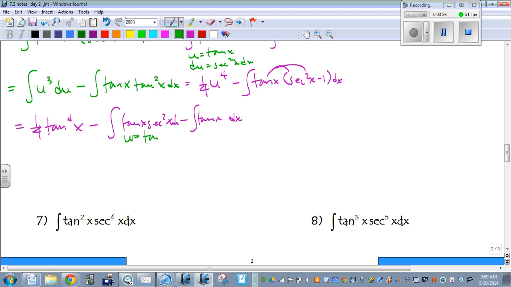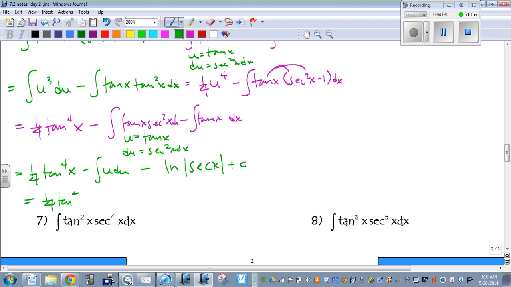But this one, u is tangent, du is secant squared. So we have 1/4 tangent to the 4th, minus the antiderivative of u du, minus the antiderivative of tangent. What's that? Natural log of the absolute value of secant of x, plus c. So just one last part here, and then we are done. 1/4 tangent to the 4th of x, minus 1/2 u squared, so we can write that as 1/2 tangent squared of x, minus natural log of the absolute value of secant of x, plus c.